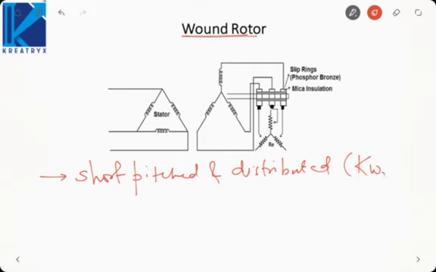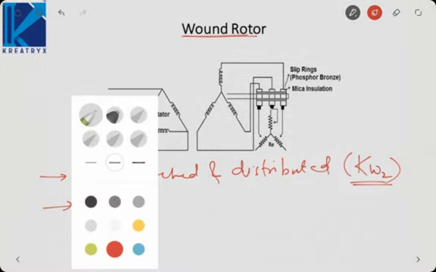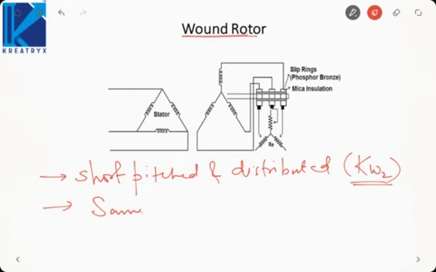Let us call it Kw2. 2 means secondary side or the rotor side of the machine, because whenever electromagnetic induction is happening, one will be the primary, other is secondary. So here rotor acts as the secondary winding, so its winding factor is Kw2. Next, it must have the same number of poles as stator.